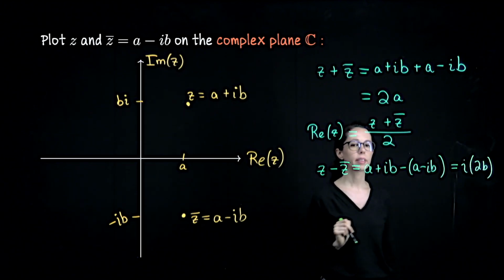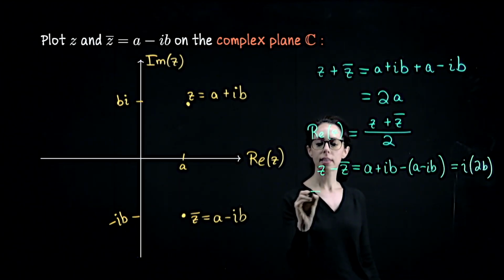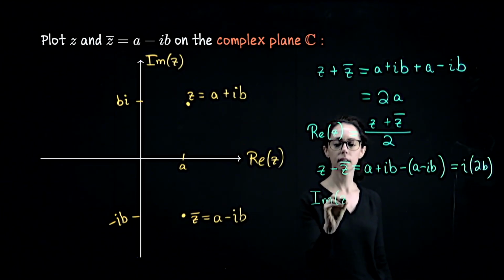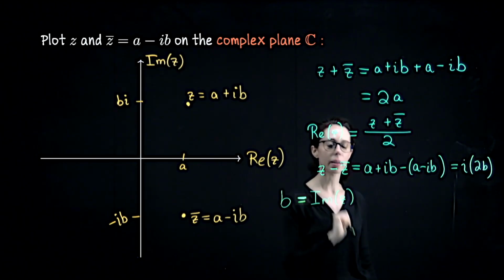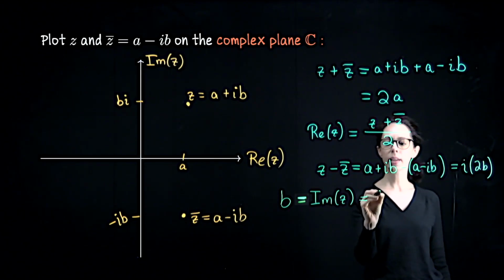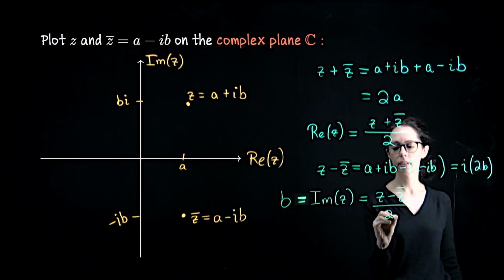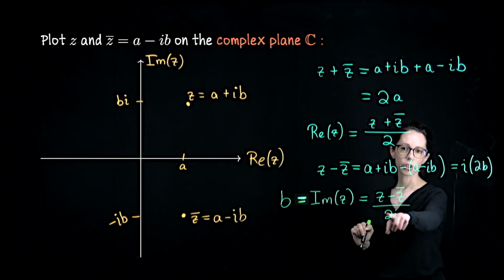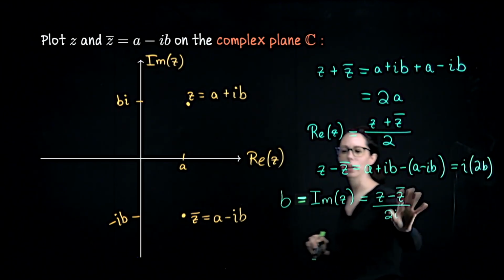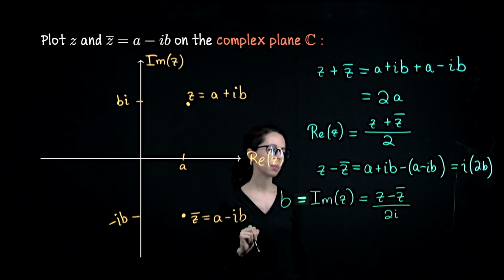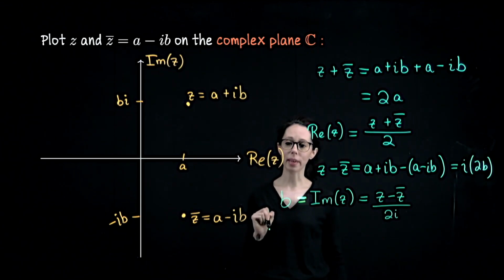We can solve for the imaginary component b now to say that the imaginary part of z, which here I'm specifically referring to that coordinate b, is z minus z bar divided by 2i. You could try to make this denominator real if you wanted to, but I think I'll leave it there. So z minus z bar divided by 2i returns you the coordinate b.